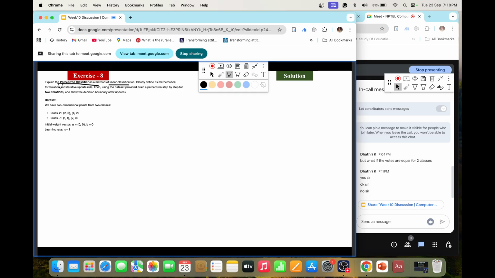Clearly define its mathematical formulation and iterative update. Then, using the dataset provided, train a perceptron step by step for 2 iterations. Show the decision boundary after the update. Okay. So these are the two classes, class plus 1 with these 2 data points, class minus 1 with these 2 data points. And the initial weights are given, w equals 0, 0, and bias equals 0, and the learning rate is also given, eta equals 1.